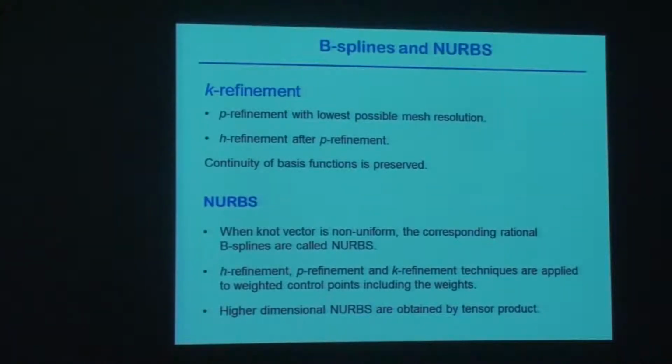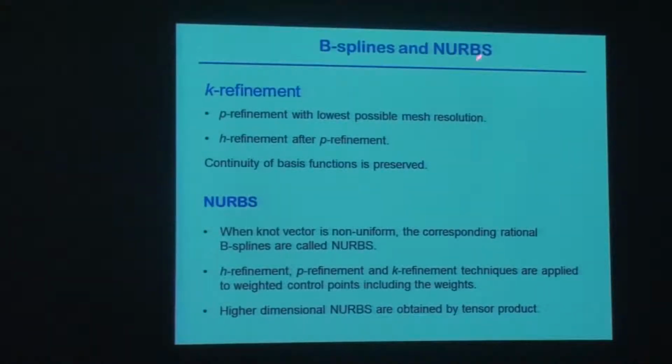It becomes almost a nightmare if you want to do that with Hermite cubics. People have used Hermite cubics. You get C1 continuity, but it's a nightmare to play with them. In B-splines, it's relatively straightforward. We do P refinement with the lowest order polynomial mesh, then do H refinement after P refinement is done, and continuity of the basis function is preserved through this process. So we get continuous functions and continuous derivatives.